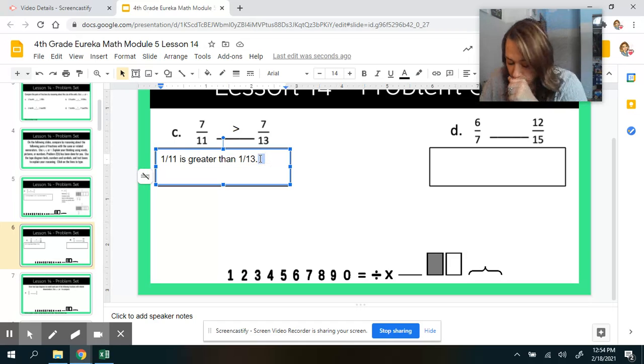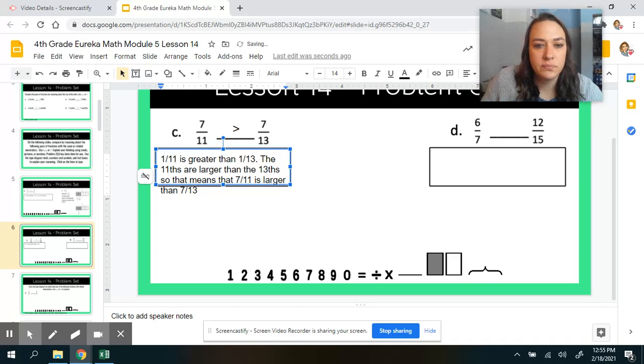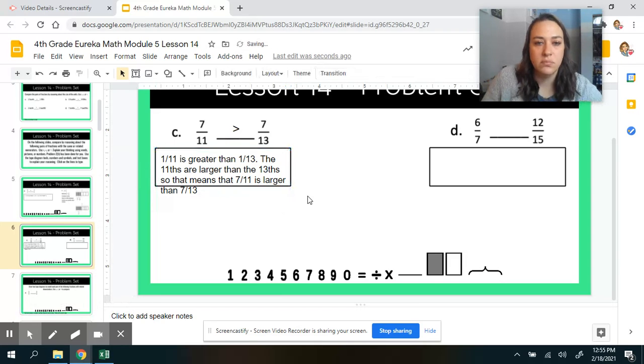So we're going to want to say the 11ths are larger than the 13ths. So that means that 7/11ths is larger than 7/13ths. Okay.